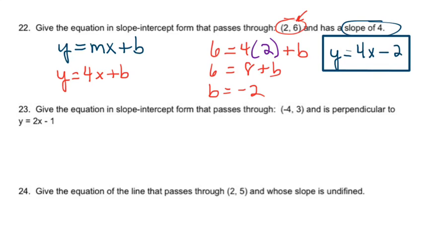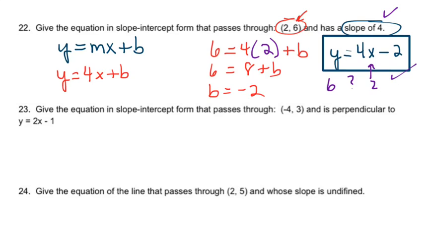Okay, you can check that really quick. It's really simple to check. Slope 4? Yep. If you plug in a 2, does it give you a 6? Well, 2 times 4 is 8, and 8 minus 2 is 6, so yes, it checks. Let's go ahead on this page and look at 23.